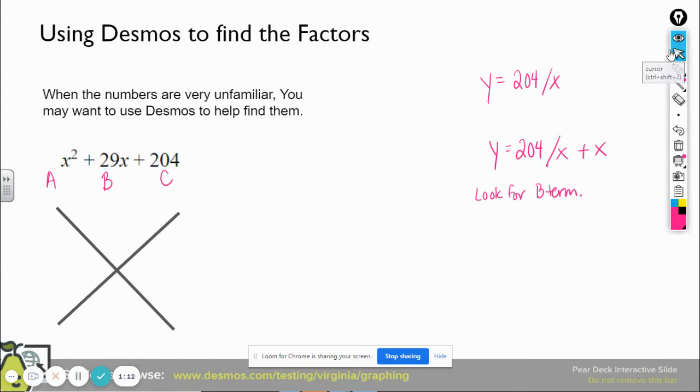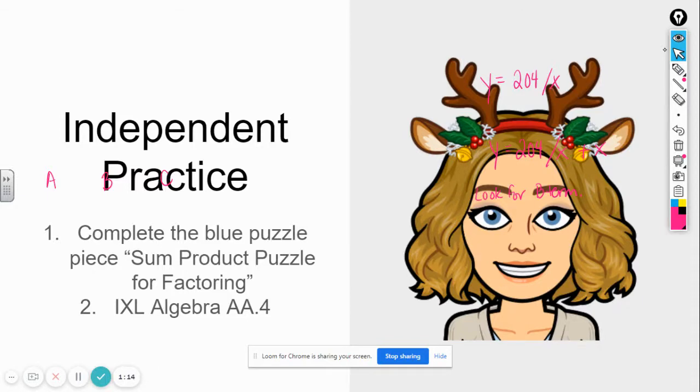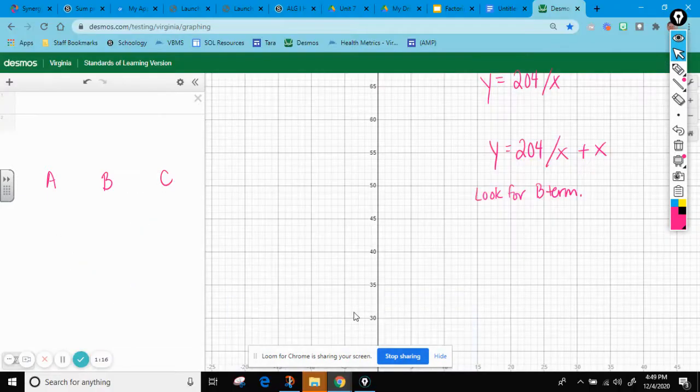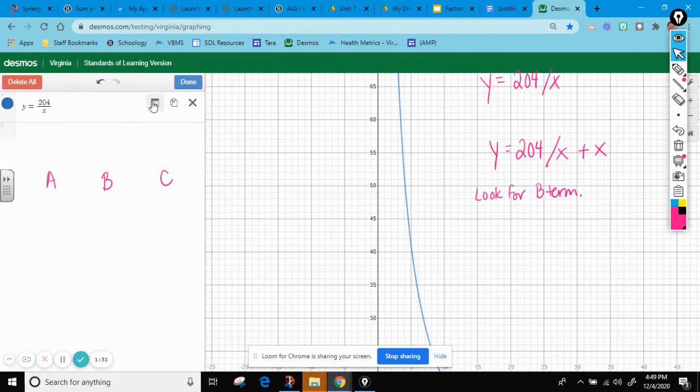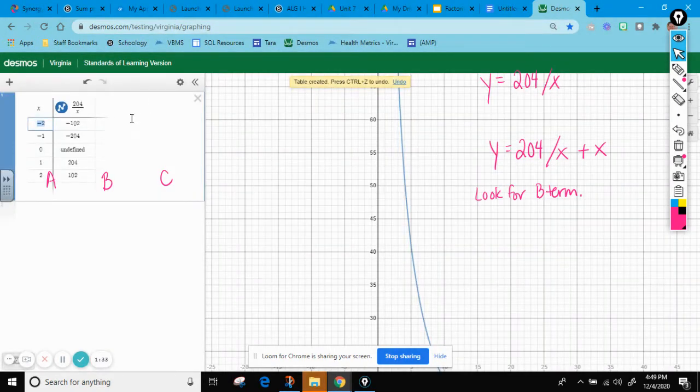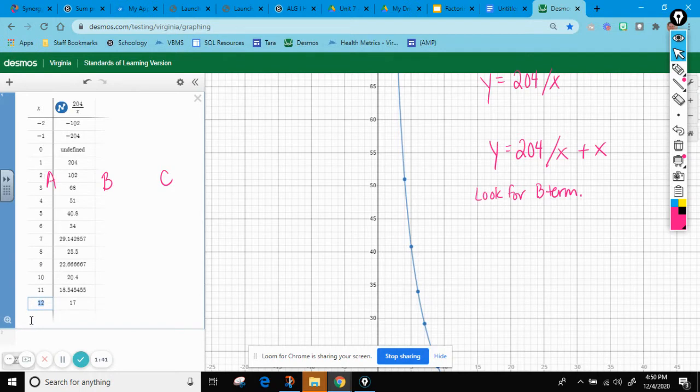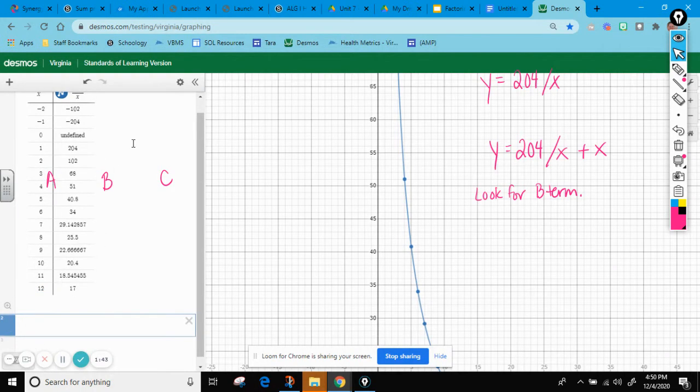So let's go there. Let's go to Desmos and utilize that. So now I'm in Desmos and I'm coming up here. I'm going to type in y is equal to 204, because that was my c term, divided by x. And I'm going to make a table. So I hit the cog wheel, and then I hit table. And this only goes up to 2, so I click where 2 is, and now I'm going to make it go up higher. But I don't even know what I'm looking for in that table yet. So I got to go write the other one.